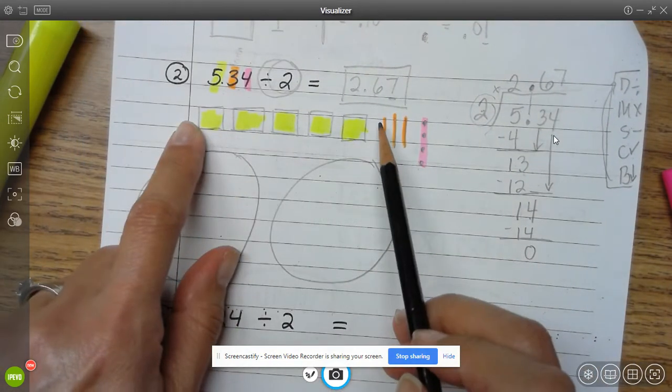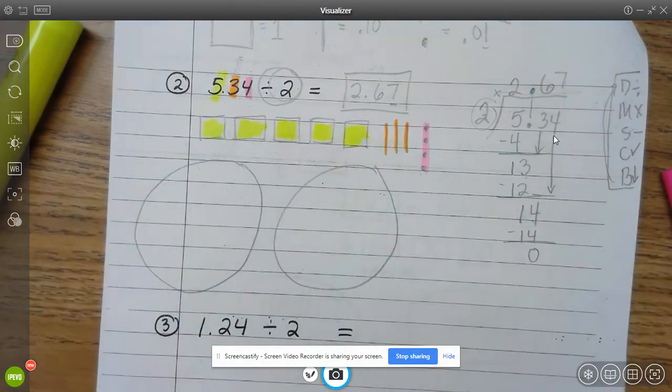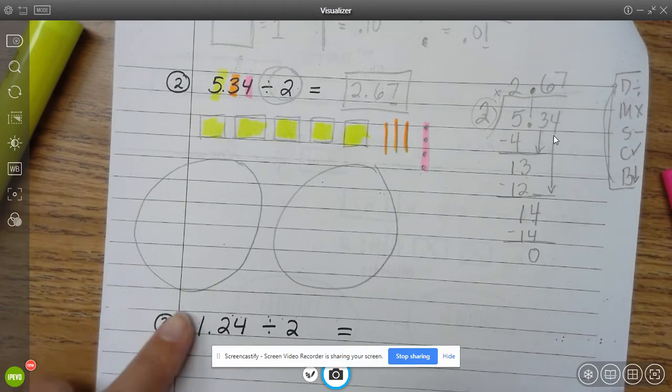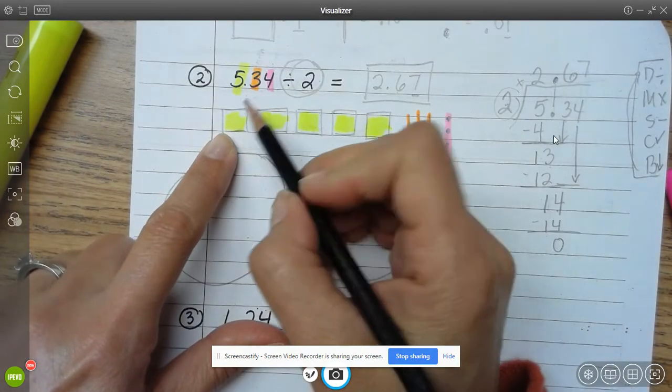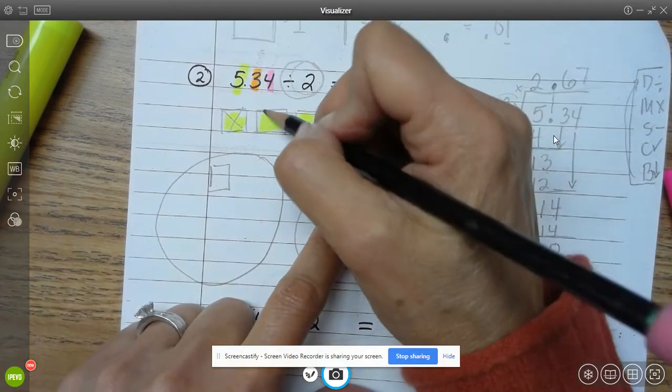Now I'm taking these and I'm dividing them equally, right? We always can think about money here. How would I divide $5? Okay, so I'm going to start dividing. This one box goes in here, and then I'm going to put one in here.